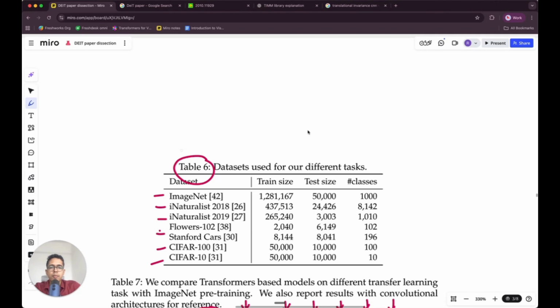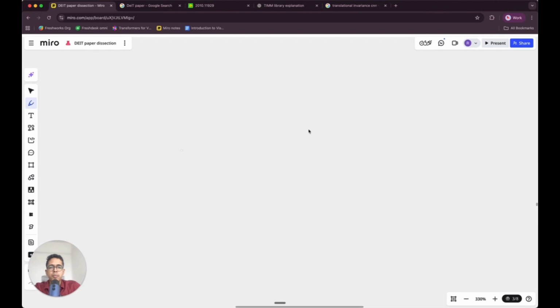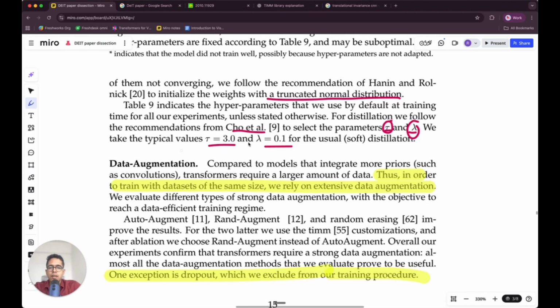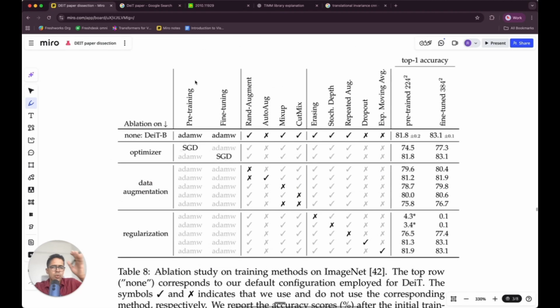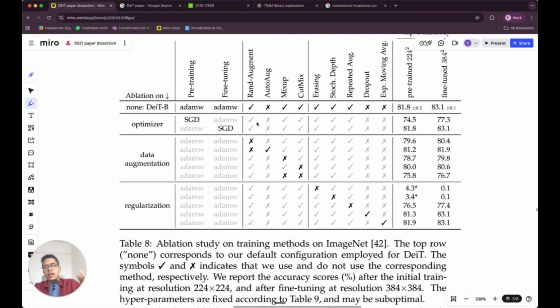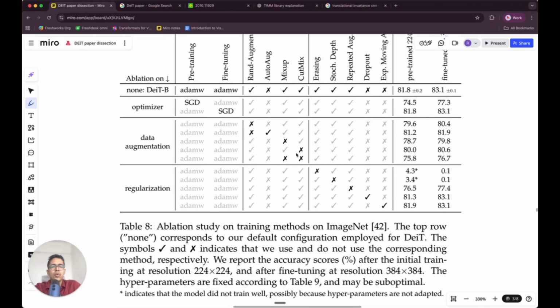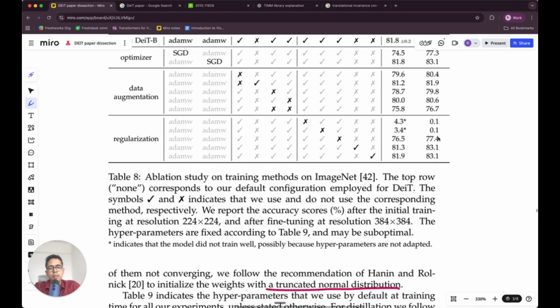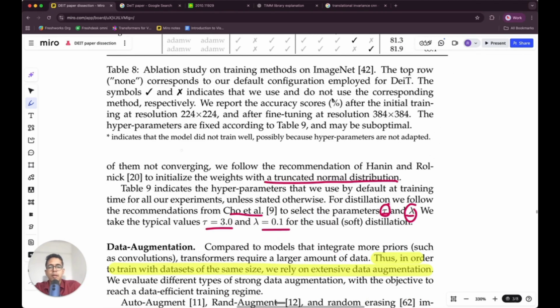We are pretty much close to wrapping up the paper at this point. This table is about their hyperparameters. I don't want to go through this; you can go through it comfortably later. It's just what kind of hyperparameters were the best for their experiments, which resulted from their ablation studies.